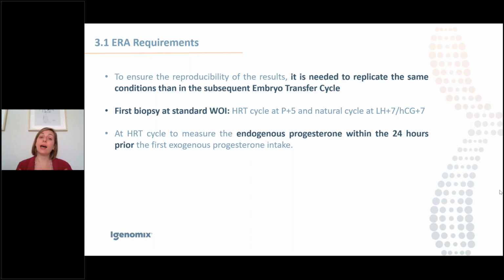But in case you want to increase it because the level of progesterone is lower than a specific threshold on the transfer day, you could increase it on the subsequent day, the day after the transfer. This is our recommendation.